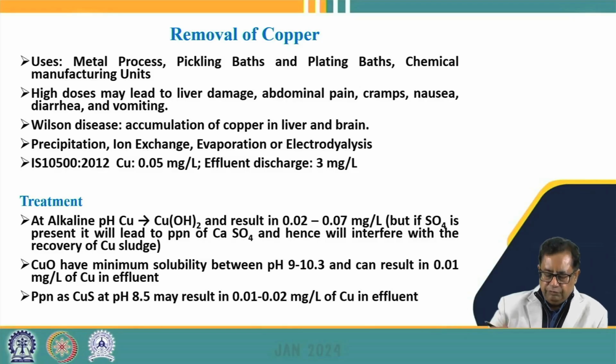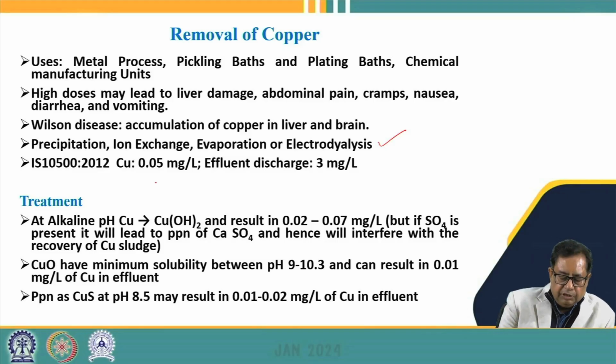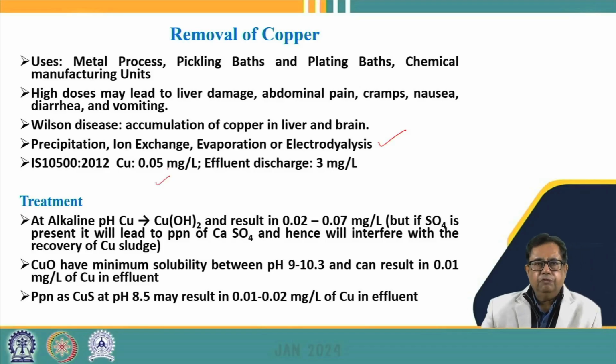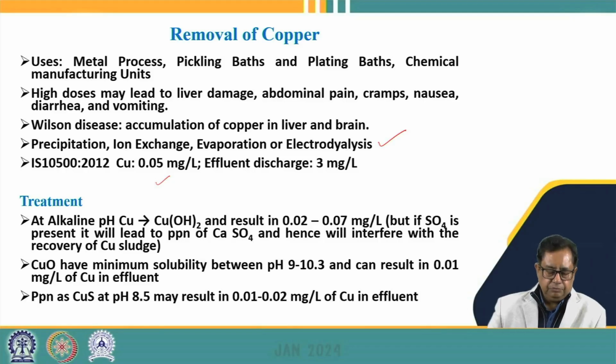So we can use different methods here for the removal of copper, for example, precipitation, ion exchange, evaporation, or electrolysis. As per the drinking water standards, the copper in drinking water should not exceed 0.05 milligram per liter, and in the effluent discharge, it should not exceed 3 milligrams per liter.